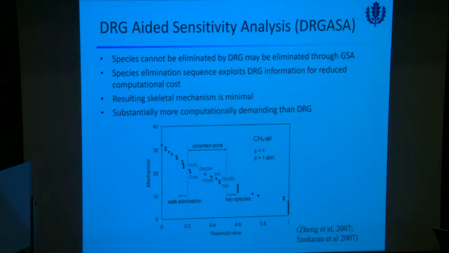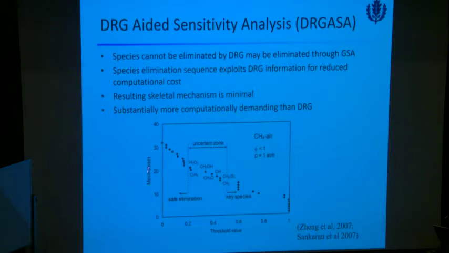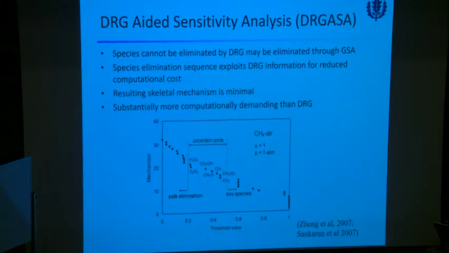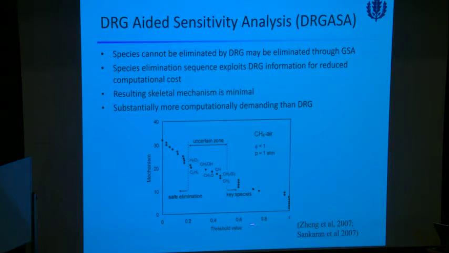The DRG sensitivity. Somehow the sequence of my slides is a little bit messed up, so let me explain a little bit more. Go back to the DRG sensitivity. What we did here is, we plot the number of species retained in the mechanism as a function of a threshold value. This is a reduction curve. So this is for methane air, right?